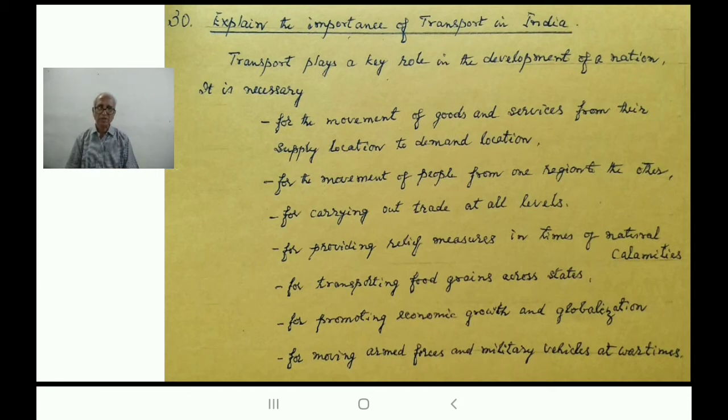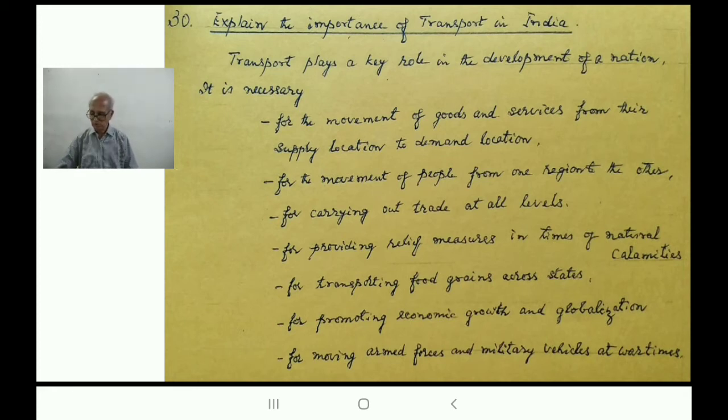For promoting economic growth and globalization. For economic growth in the country, and even for globalization, we have to make a dent from the angle of our ability to grow into an economically strong country in the world. So for globalization, we have to become a global power. For moving armed forces and military vehicles in war times. In case war gets declared, we are at war with another country, we should be able to move war vehicles and soldiers from one place to the other. For that too, we need good roads, not only inside the country, even in the border areas.